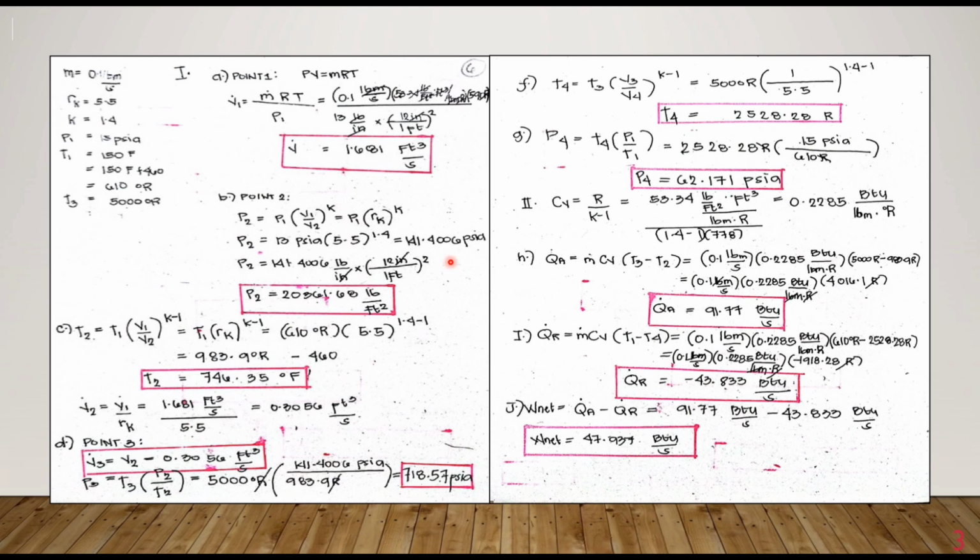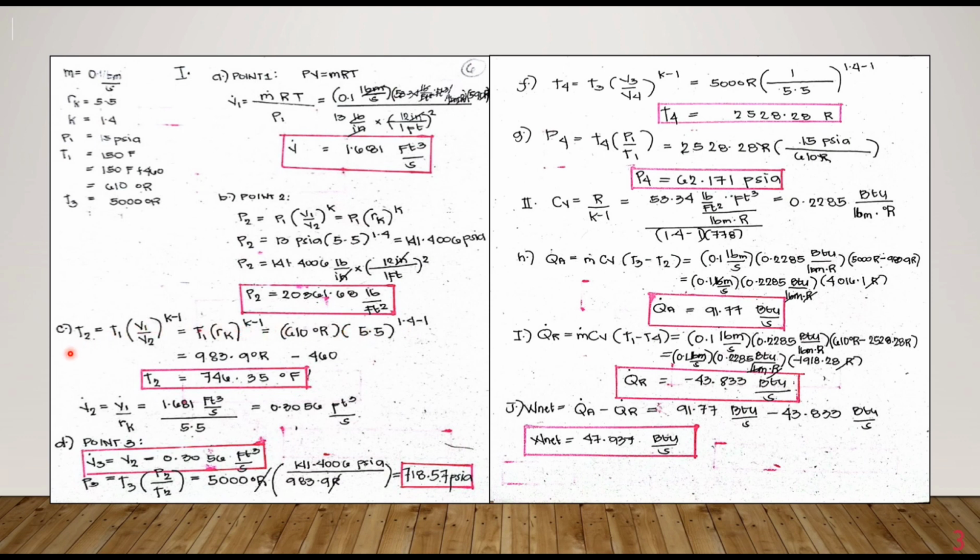So we are going to convert this. So we have P2 is equal to 141.4006 pounds per square inch times 12 inches over 1 feet squared. So we have to cancel the same unit. So we have P2 is 20,361.68 pounds per feet squared.